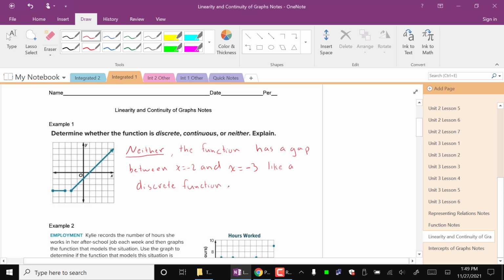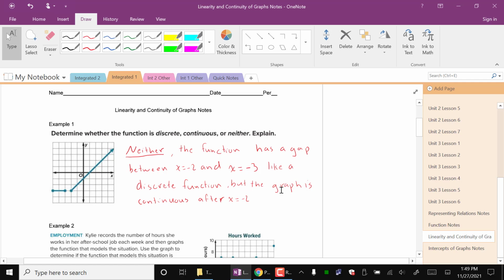But the graph is continuous after X equals -2. So it's got a discrete section, it's got a continuous section, therefore it's going to be neither.